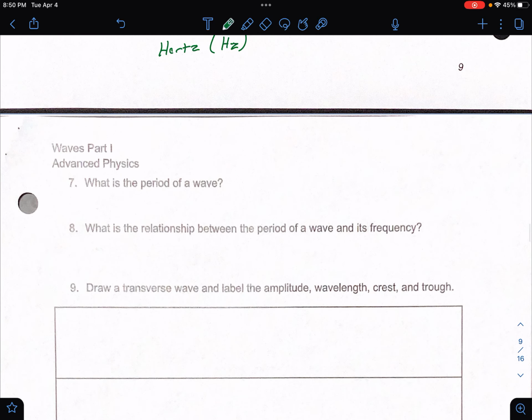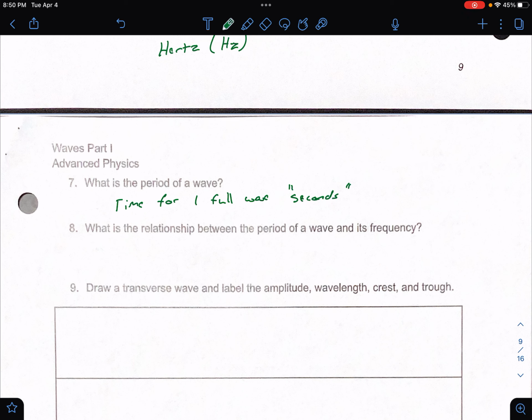So what is the period of a wave? Okay, that is the time it takes for one full wave. So time for one full wave. And the unit for that would be seconds.